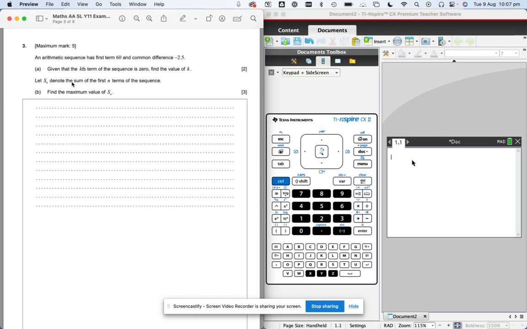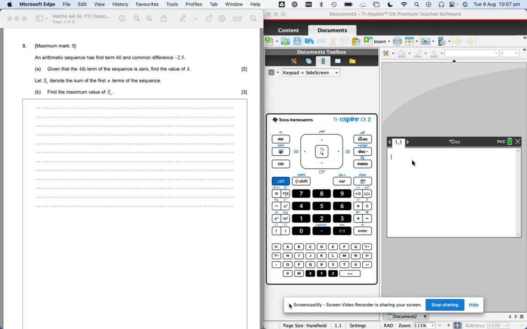The second part of the question was, if S is the sum, then what's the maximum value of S sub n? And that's where it gets a bit tricky, I guess. But ultimately, you just need to recognize that if this sequence is going down and down and down, and then it gets to 0, everything after 0 is going to be a negative value, and therefore it's going to take away from the sum, if you get what I mean. So that means that the sum up to 0 is going to be the maximum value for S sub n.